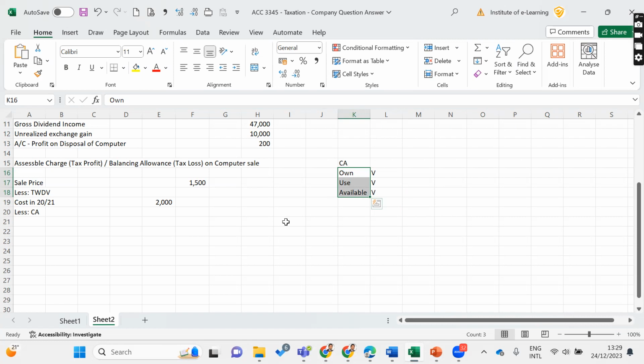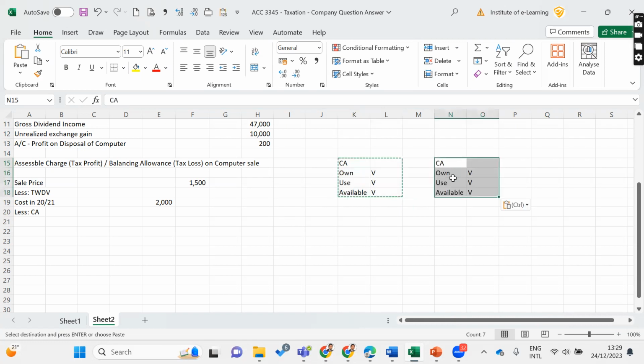Even if you use one single day for the year of assessment or one single month, you can claim capital allowance for the full year, right? In the year of disposal, can you claim capital allowance?